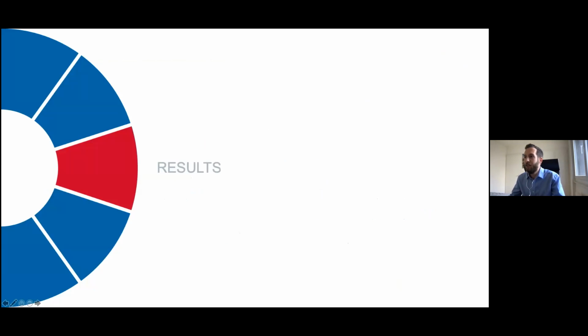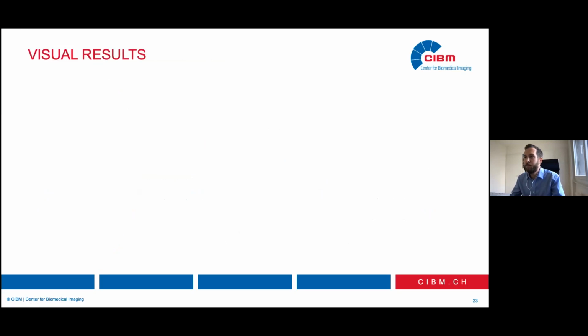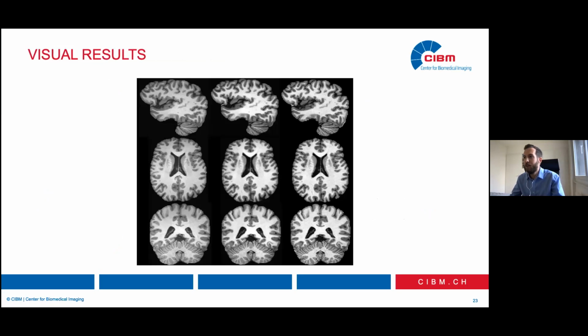So looking at the results, first of all, I propose some visual results. Here on the left-hand side column, we have the initial MP-RAGE image seen in the 3 planes. And then in the middle and on the right-hand side, we have the MP2-RAGE and the generated MP2-RAGE. Does anyone want to guess which one is which? So which one is the one we generated and which one is the acquired image?